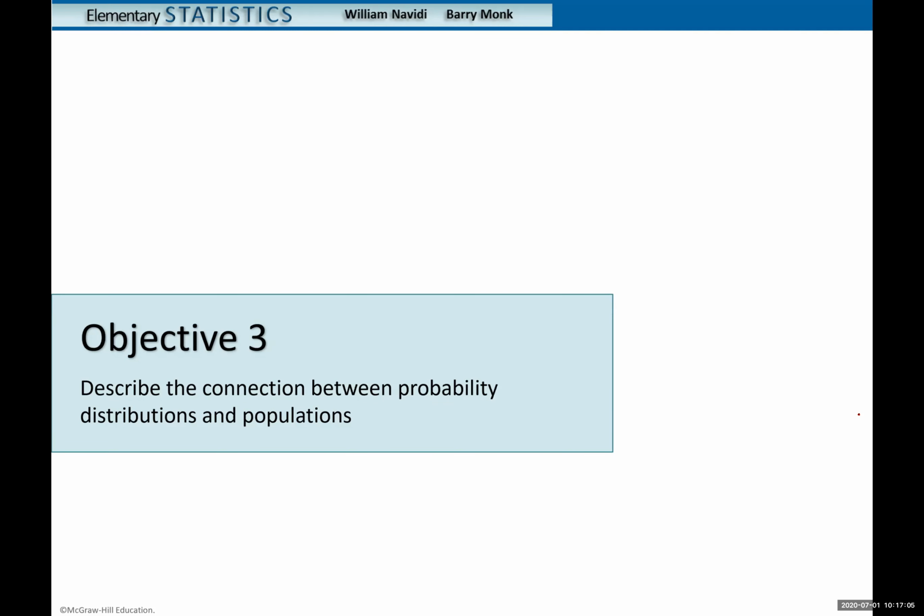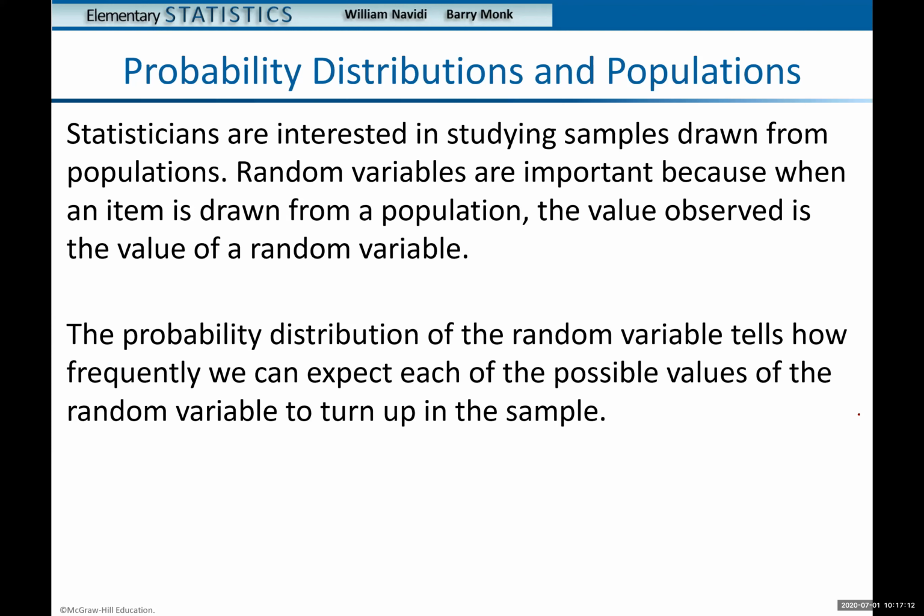All right, so next objective: describe the connection between probability distributions and populations. Statisticians are interested in studying samples drawn from populations. Random variables are important because when an item is drawn from a population, the value observed is the value of the random variable. The probability distribution of the random variable tells how frequently we can expect each of the possible values of the random variable to turn up in the sample.